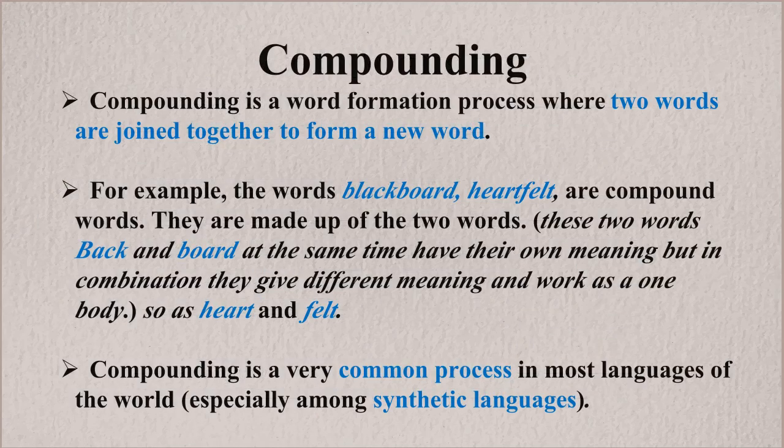The first word formation process we will talk about is compounding. Compounding is a word formation process where two words are joined together to form a new word. For example, the words blackboard and heartfelt are compound words. They are made up of two words. These two words, black and board, at the same time have their own meaning, but in combination they give a different meaning and work as one body, so as heart and felt. Compounding is a very common process in most languages of the world, especially among synthetic languages.